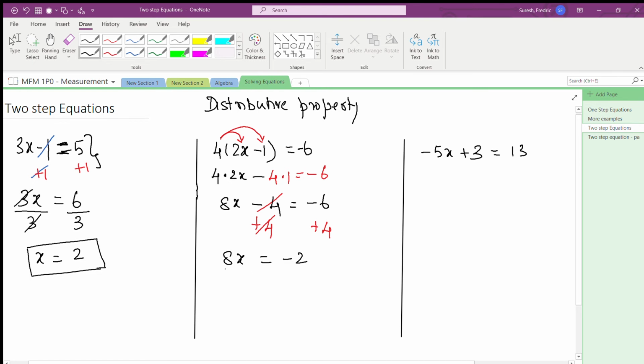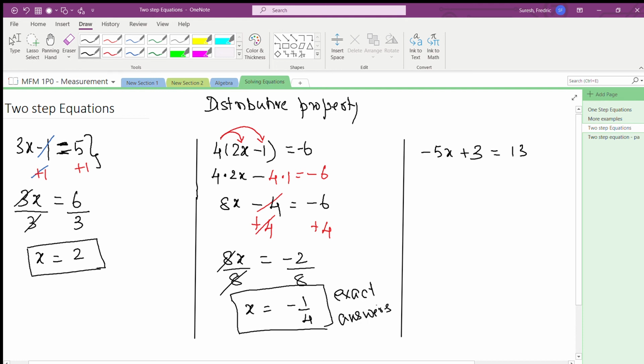For the last step, I need to get rid of this 8, and the 8 is multiplying the x, so divide by 8, and you have to do that on both sides, and so they cancel, x equals negative 1 over 4, and leave the answer as it is. Okay, these answers are called exact answers. There's nothing wrong if you put them into your calculator and get the right answer. You will get something like x equals -0.25, but I prefer the exact answers, and it's a good idea for you to learn how to do that as well.